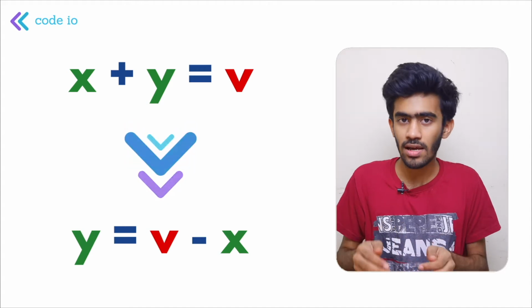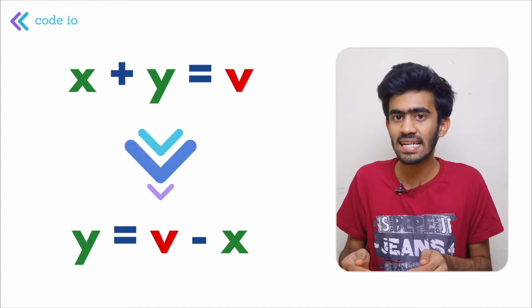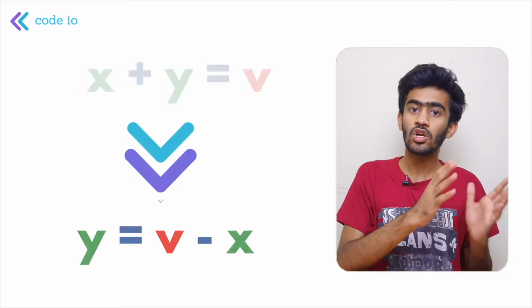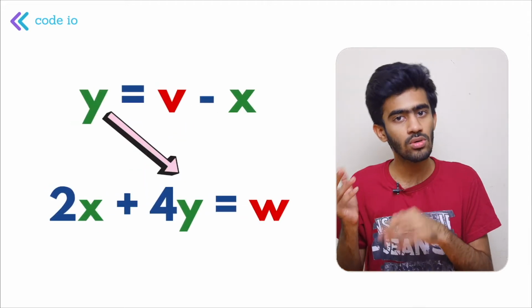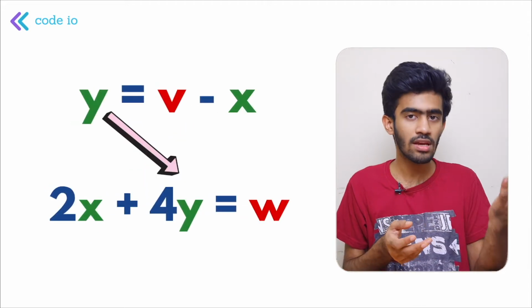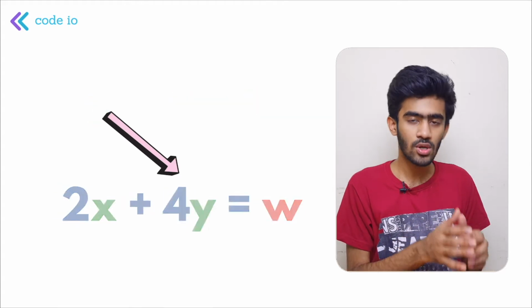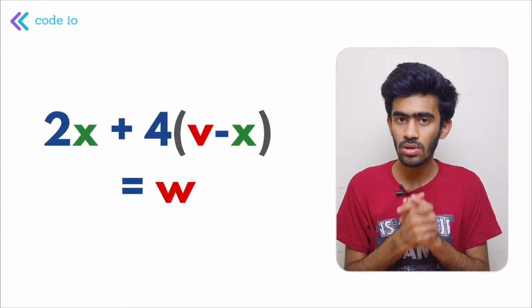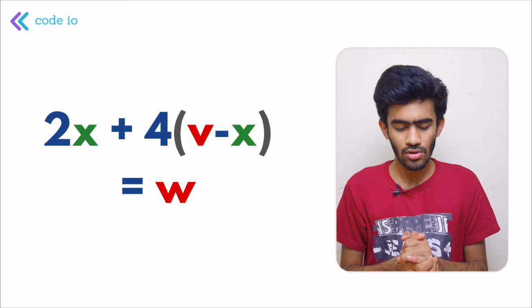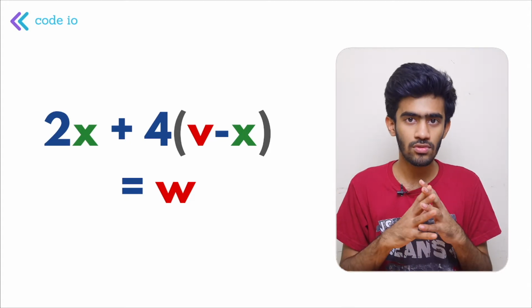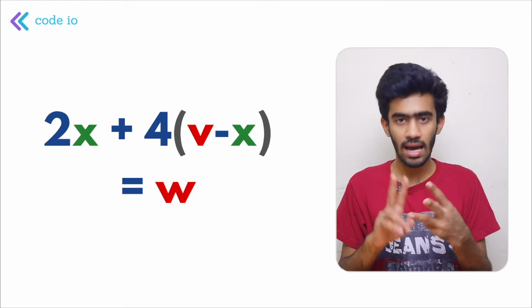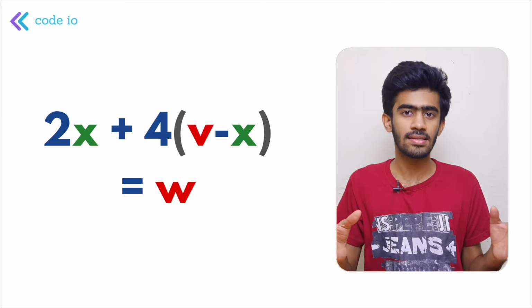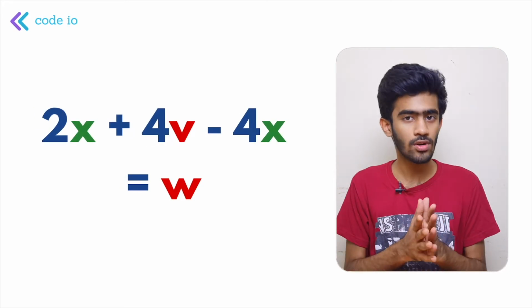What we'll do is apply this value of v minus x in the second equation that we had: 2x plus 4y is equal to w. So instead of y, we are substituting v minus x. So we get 2x plus 4 into (v minus x) is equal to w, as you can see here. So obviously we have the terms x, v and w. Let's remove the brackets.